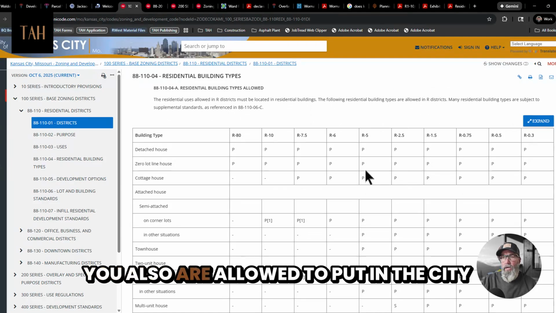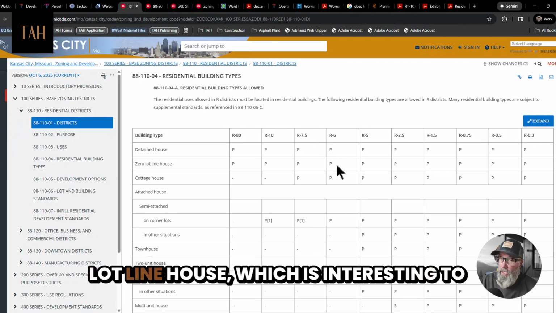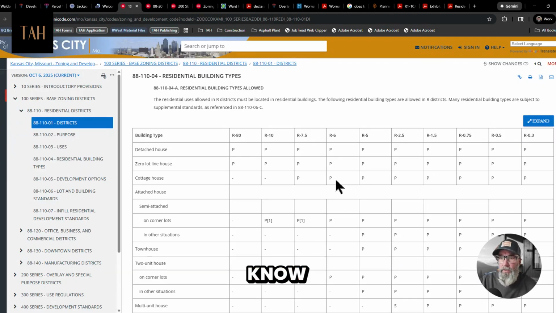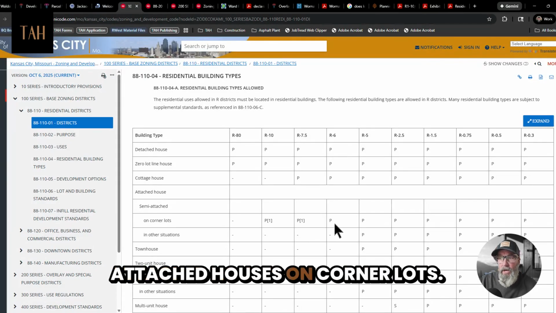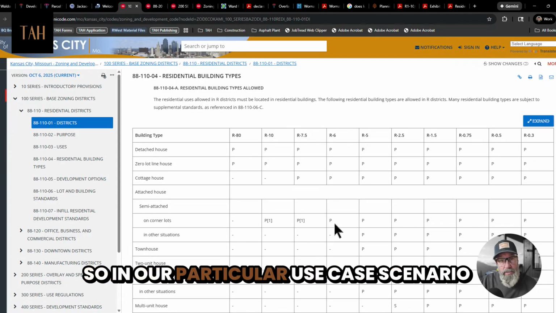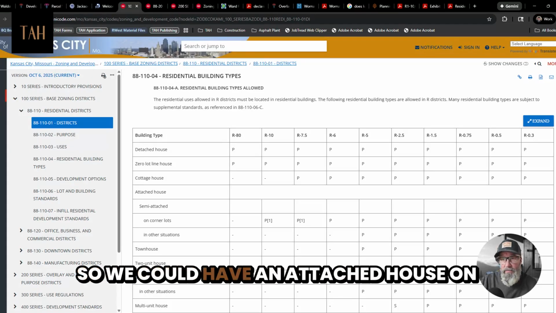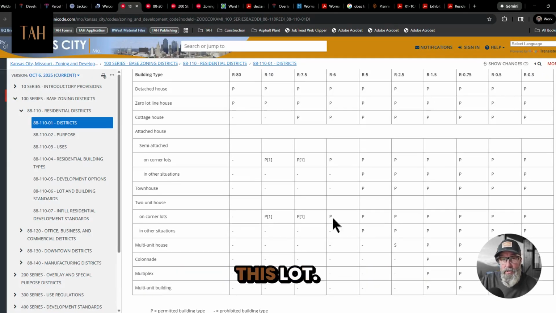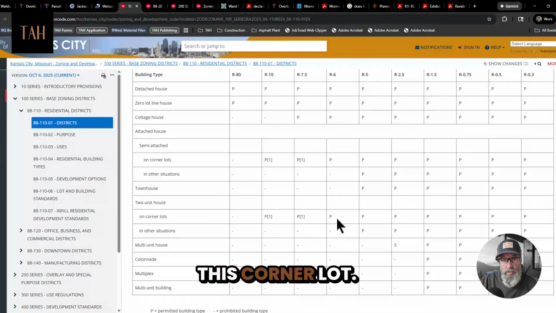You also are allowed to put in the city of Kansas City a detached house, a zero lot line house, which is interesting to know, a cottage house, and then they even allow attached houses on corner lots. So in our particular use case scenario here, we do have a corner lot. So we could have an attached house on this lot. We could even have a 2-unit house on this corner lot.